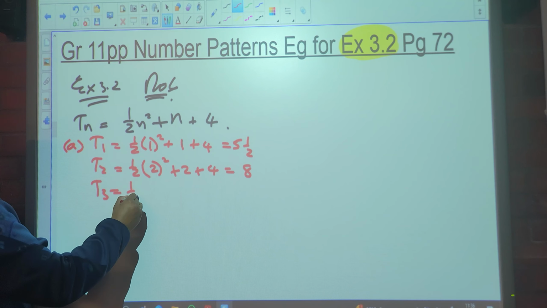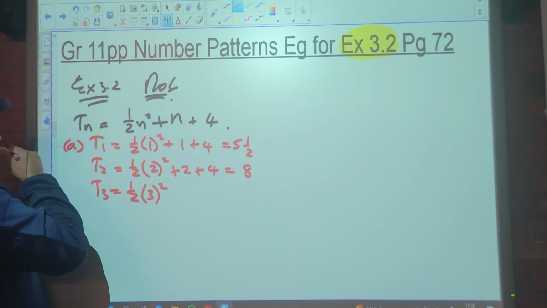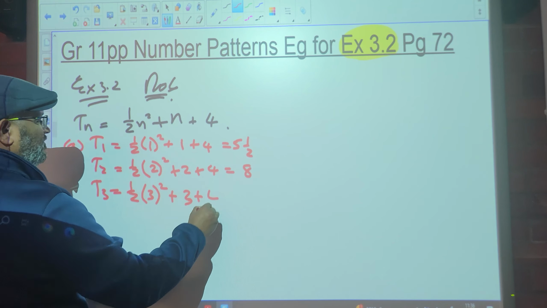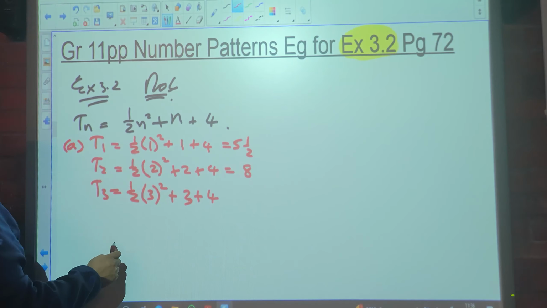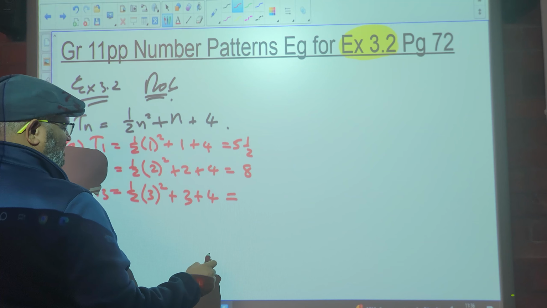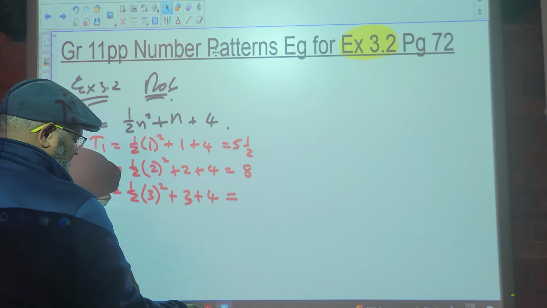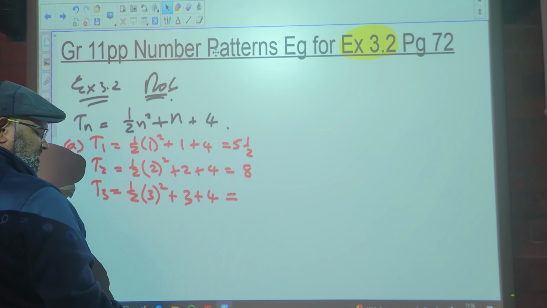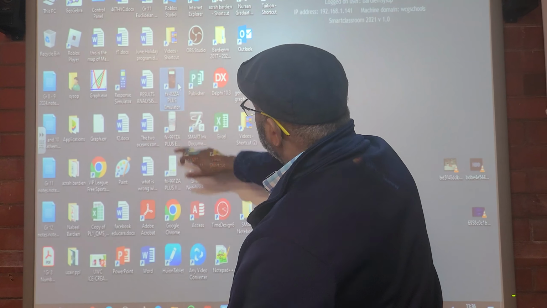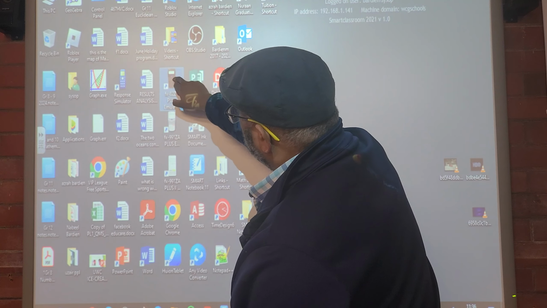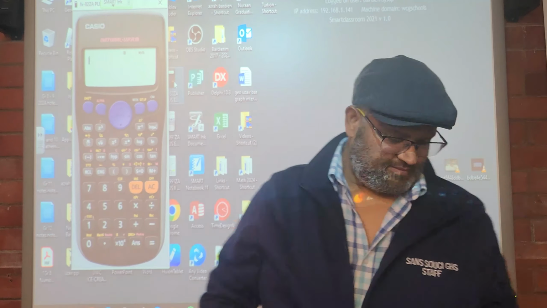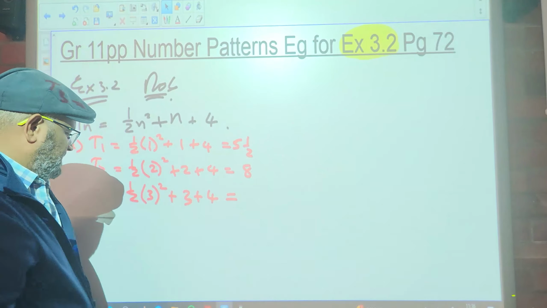Term 3. It's going to be a half times 3 squared, which is 9, so 9 over 2, plus 3 plus 4. So that is 7, 7 plus 4.5 is 11.5. Is that correct? Yes, sir. Okay, so that's 11.5.